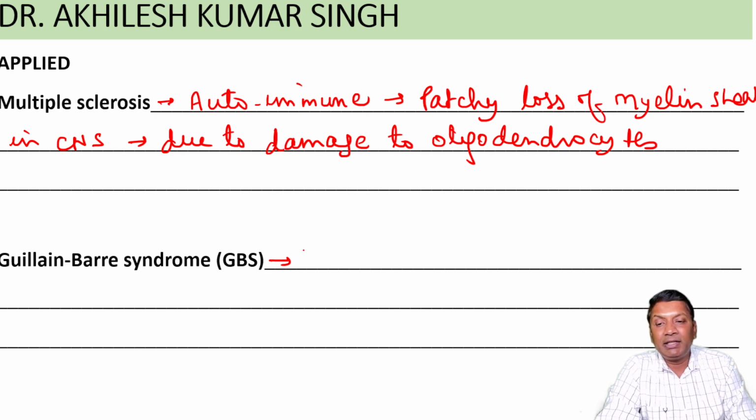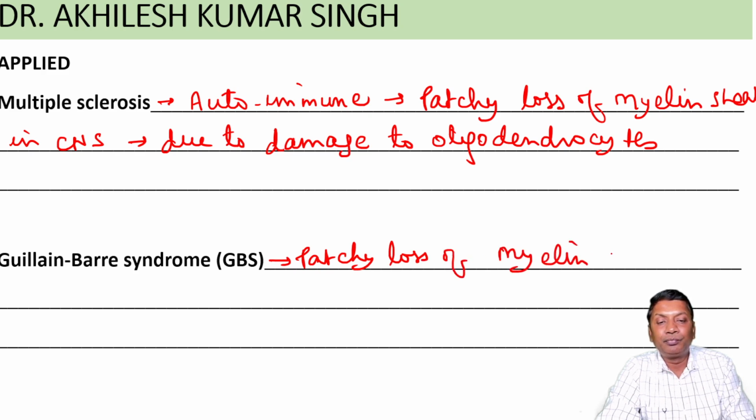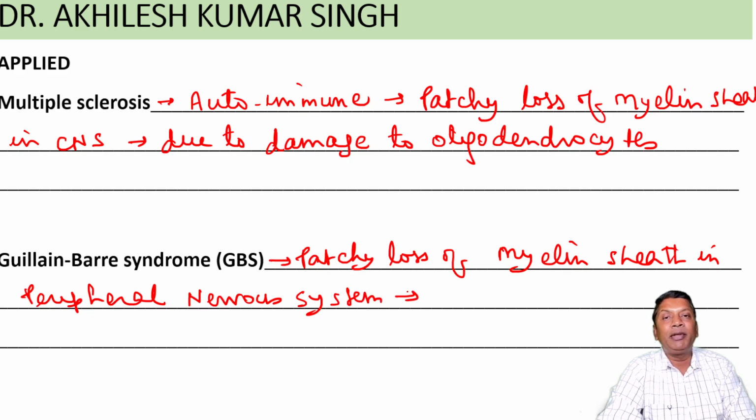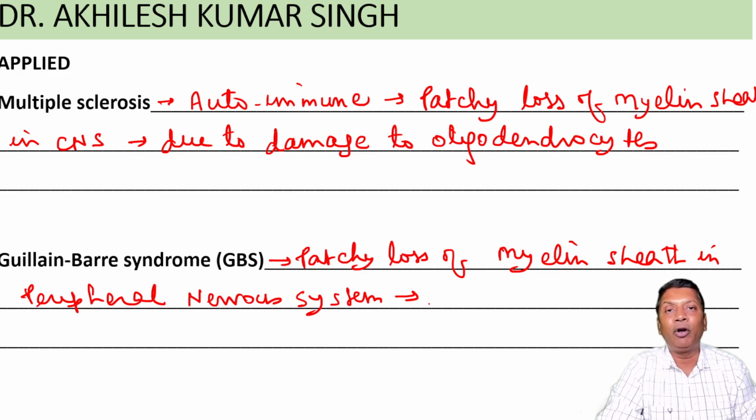So here what happens is there is patchy loss of myelin sheath in the peripheral nervous system, and this patchy loss in the peripheral nervous system is due to lesion or damage of which glial cell? That is the Schwann cells, because the Schwann cells, they will form the myelin sheath in the peripheral nervous system.